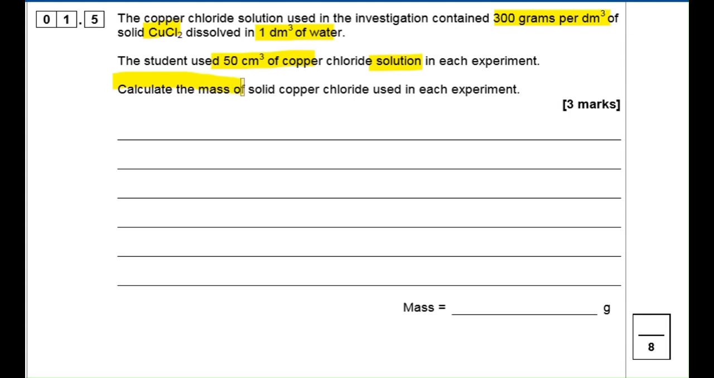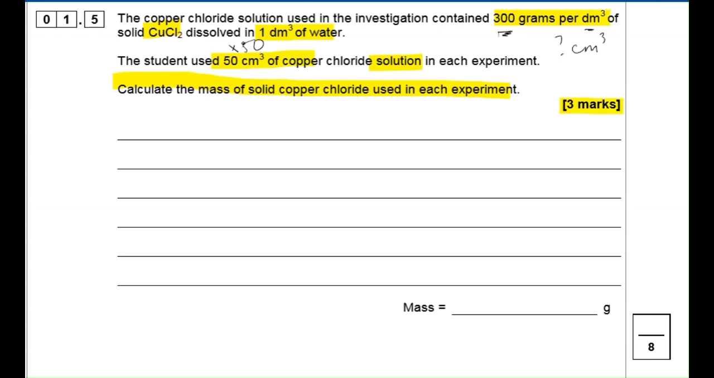And this is a 3-mark question. Looking here, you can see that there's 300 grams per decimeter cubed. And we know a decimeter cubed is 1,000 centimeter cubes. So we need to find out the mass in 1 centimeter cubed and then multiply it by 50. So let's have a look at some numbers.